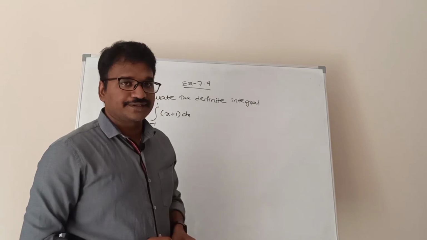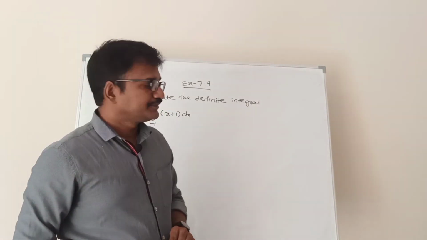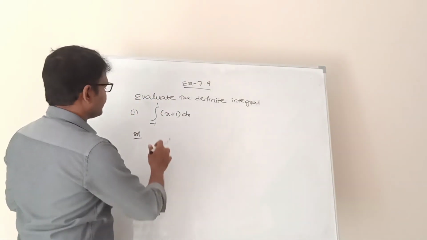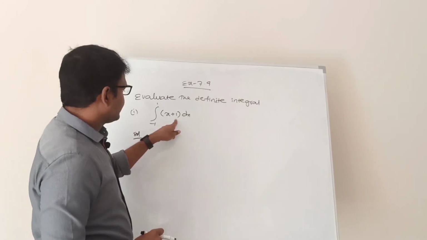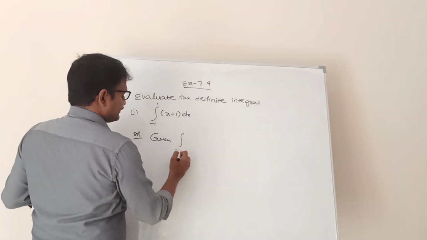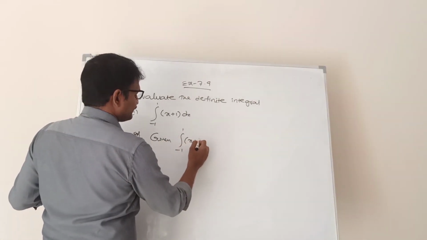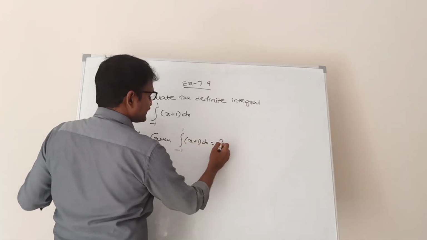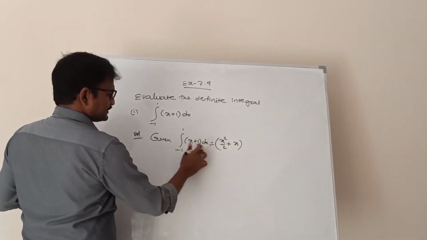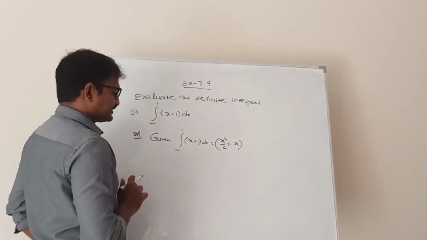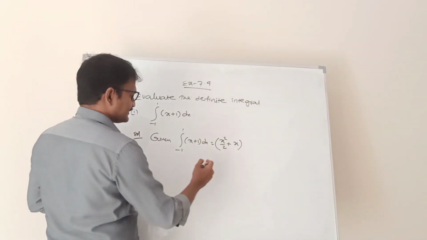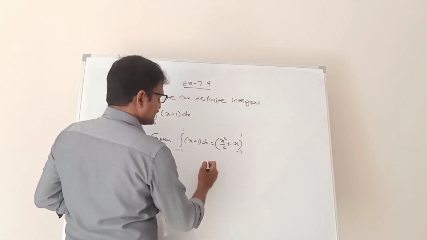Exercise 7.5, evaluate the definite integration by using the antiderivative method. So how to find the antiderivative? What is the given function? f of x is x plus 1, given the integration from minus 1 to 1 of x plus 1 dx. What is the integration of x? x square by 2, plus the integration of 1 is x. So this is the antiderivative of the given function x plus 1, which is x square by 2 plus x. And the upper limit is 1, lower limit is minus 1.